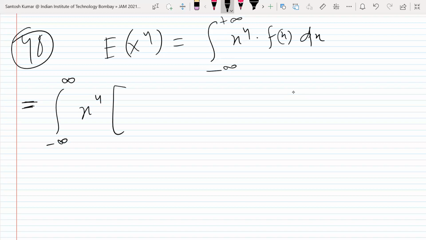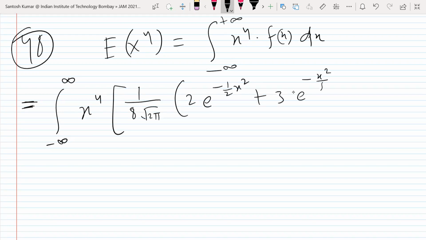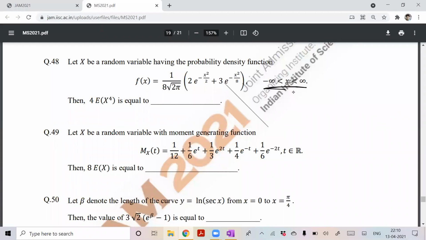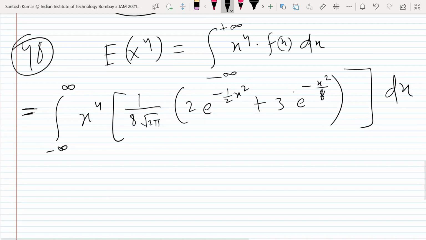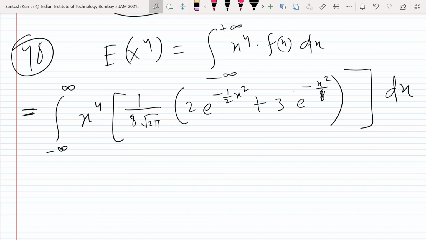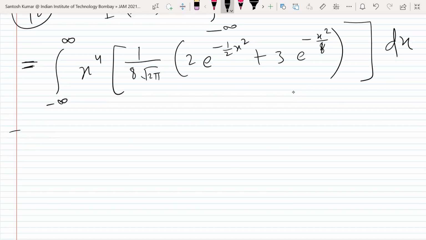X^4 into the PDF you have, which is 1 by 8 root 2 pi times e raised to power minus x square by 2, plus 3 times e raised to power minus x square by 8. Integrating this is not easy, so we'll try to convert it into the standard normal. So let's break it into two parts.